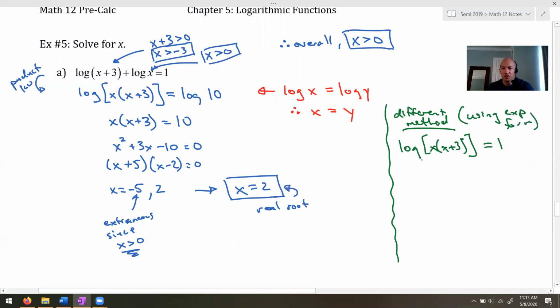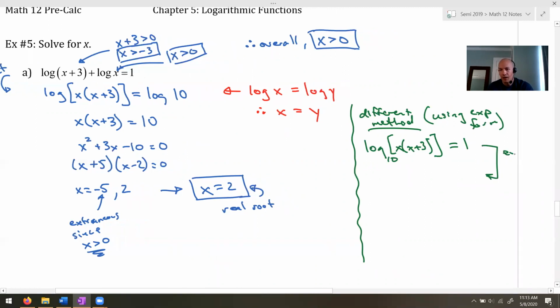So the way you can do this is you can say, okay, this is log base 10 of x times x plus 3 is equal to 1. So in exponential form, remember 10 is the base, it's equal to the exponent, so 10 to the power of 1 is equal to, and then you'd have it like this. And then you'd solve from there.